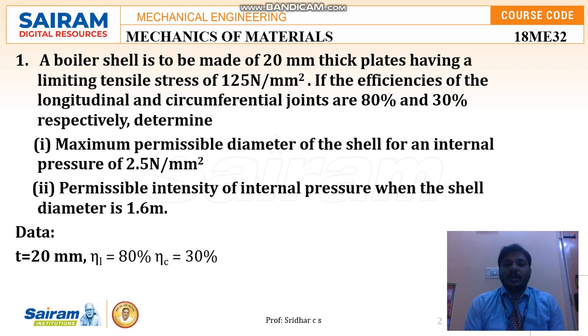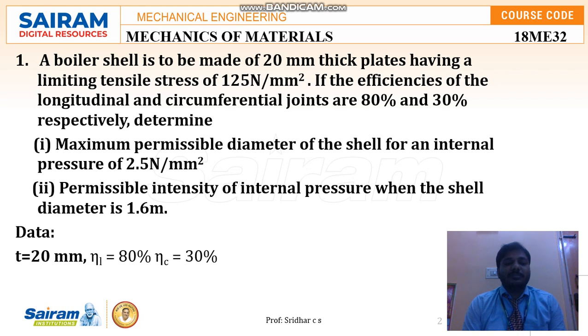What they have given in the data is a boiler shell. The shell is made of 20 mm thick plates, with a tensile stress acting of 125 Newton per mm square. They have given the efficiencies of the longitudinal and circumferential joints as 80% and 30% respectively, so we need to determine based on this.